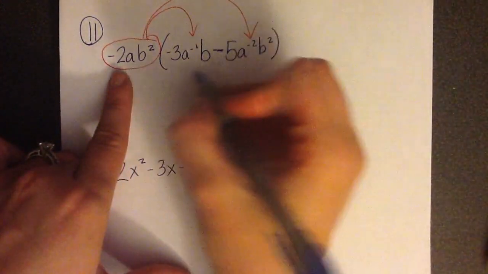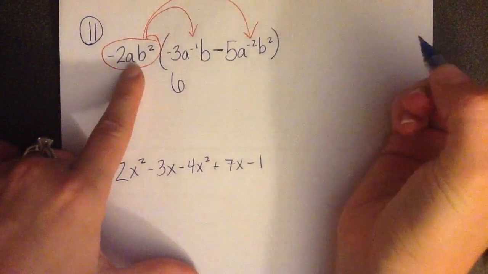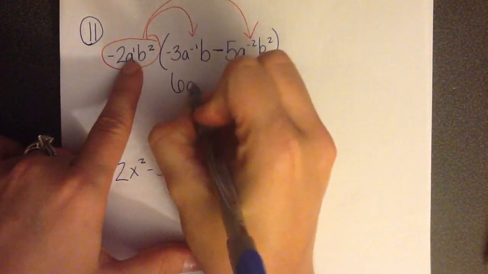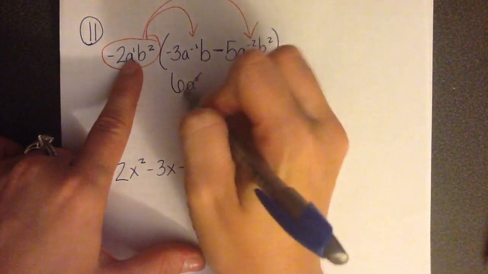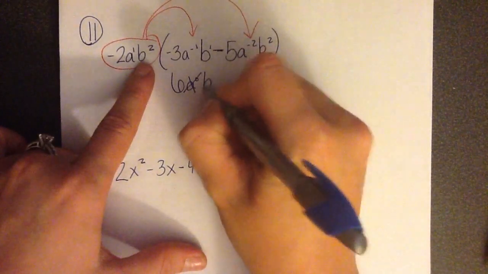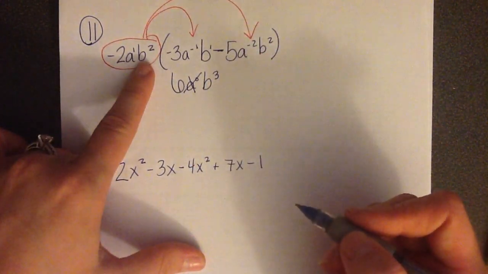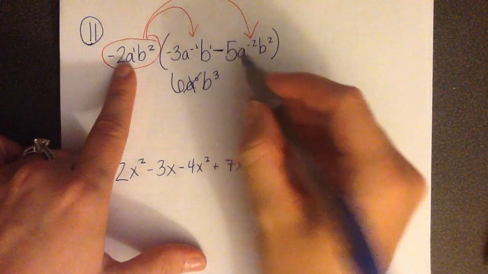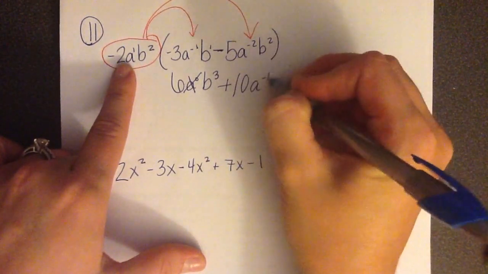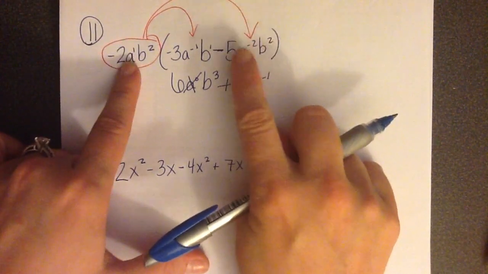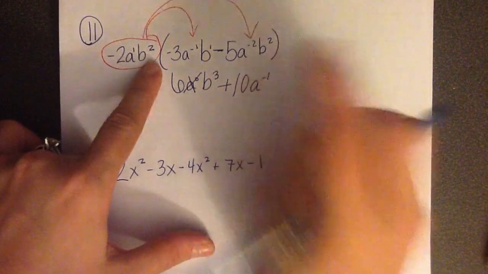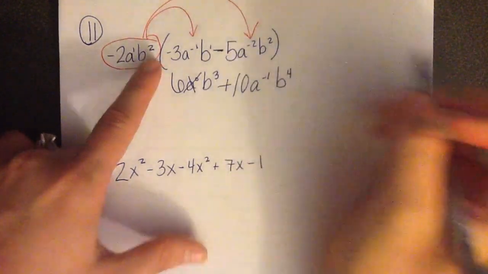You have -2 times -3. It's a +6. A to the 1st minus 1. Your A is gone. It's A to the 0. And it's gone. You don't even have to write it. B squared, B to the 1st. We have B to the 3rd. -2 times -5 is a +10. You have A to the -1 because it's A to the 1st, A to the -2nd. B squared is B to the 4th.